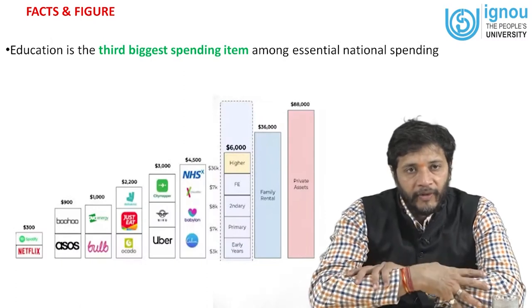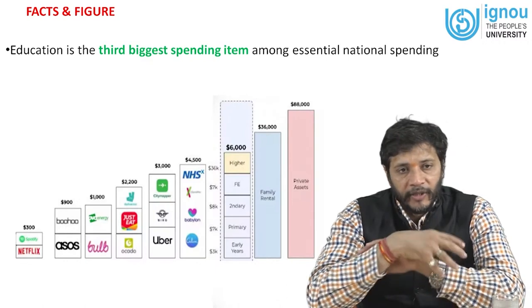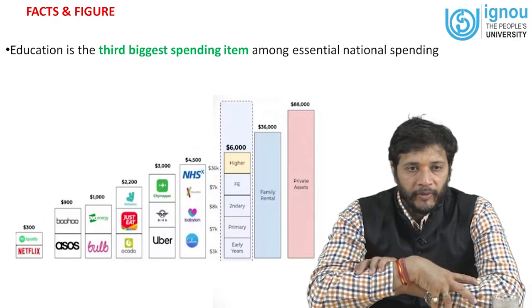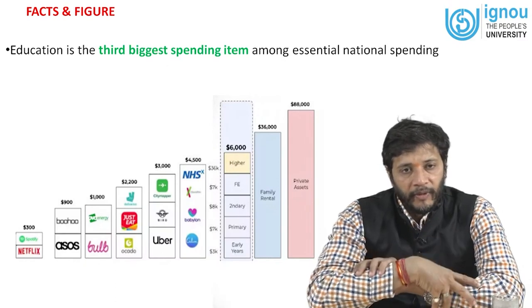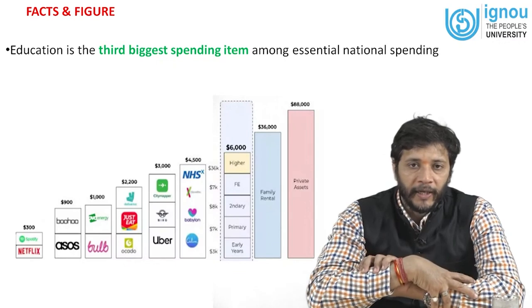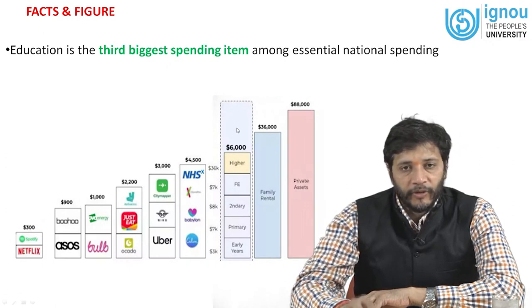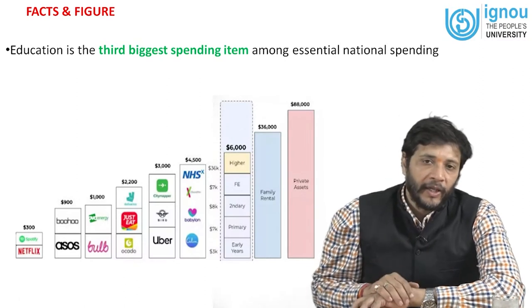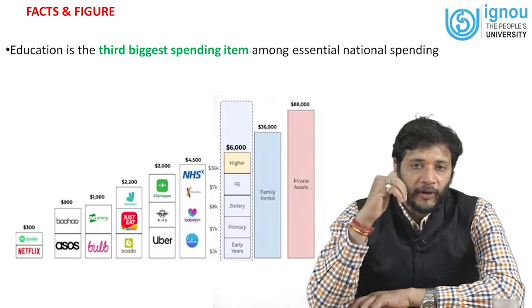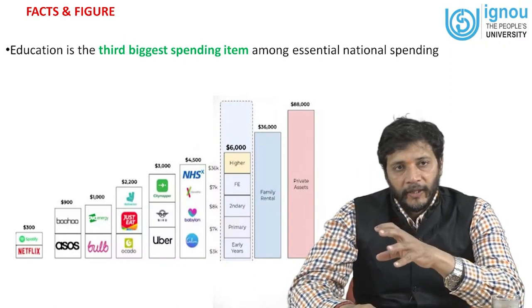There are certain facts and figures which are very important: education is the third biggest spending item among essential national spendings. If we see how OTT or web services and web series are there, like Netflix, and Spotify, which has a bank of songs, you see how the market is coming up, and once you reach the top level, you find this is the place where the education sector is. This is the third sector, after real estate and the other thing. And if you go deeper, you find the role of higher education is very important, so the government is also taking more initiative in this direction.